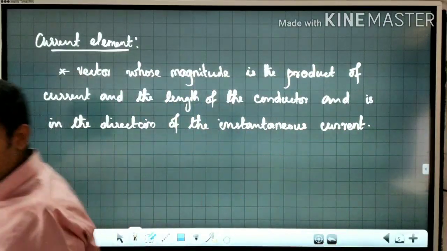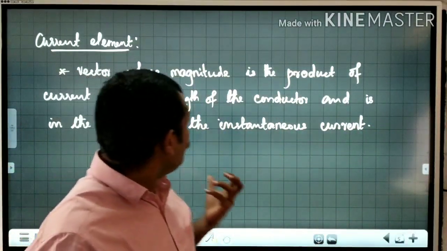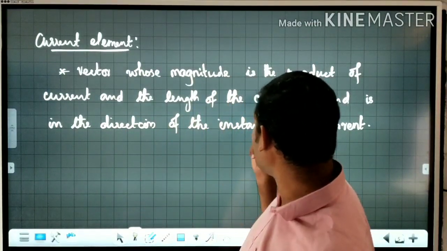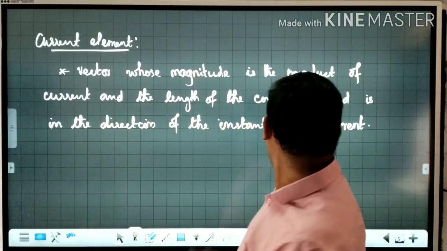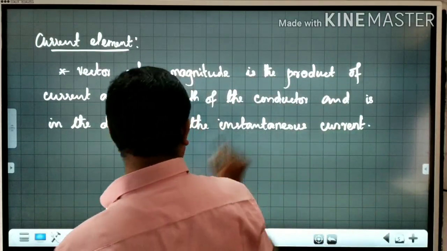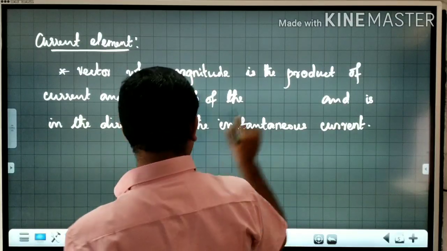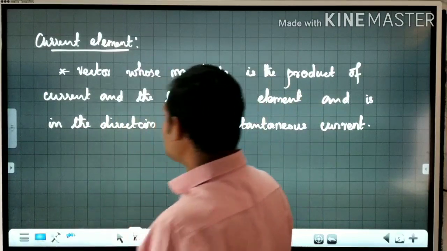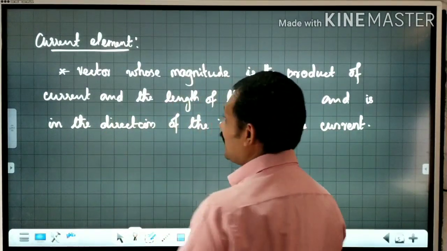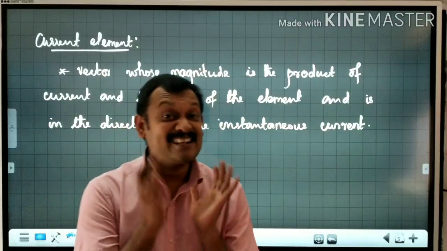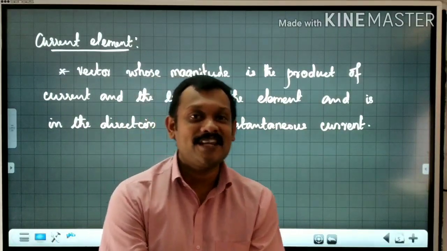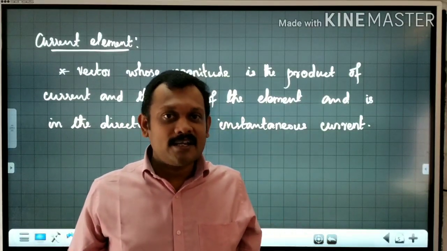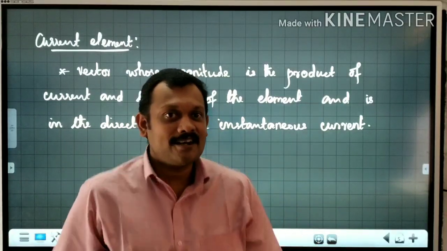So what is current element? It's a vector whose magnitude is the product of current and the length of the element, that is the small length we are taking, and its direction is the direction of the instantaneous current. The direction of the current element is in the direction of the instantaneous current.